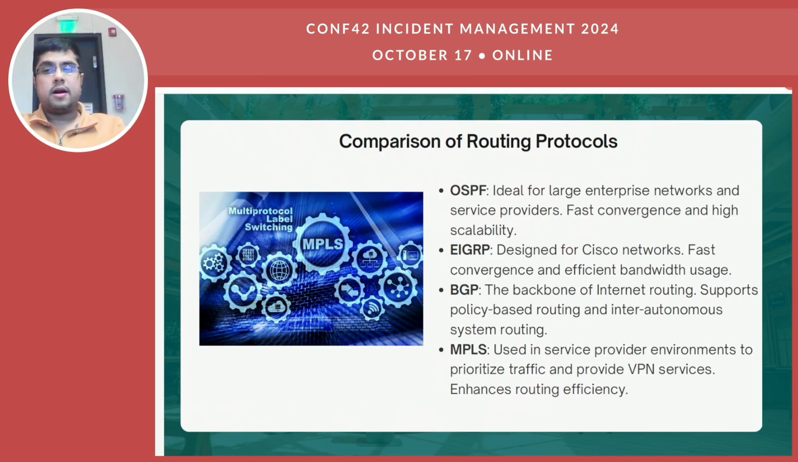BGP powers the internet, allowing for policy-based routing and managing connections across different networks. It's highly scalable, but requires careful configuration. MPLS is used in service provider networks to optimize traffic and offer VPN services. Understanding the strengths and weaknesses of each protocol helps network professionals choose the right one for their infrastructure.